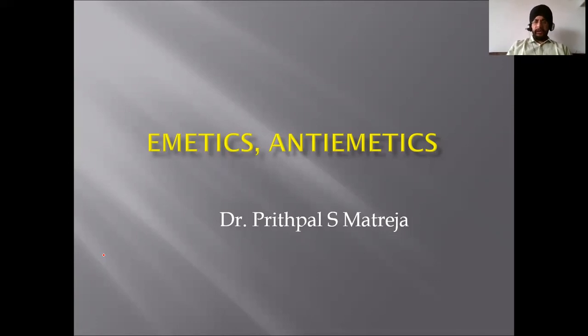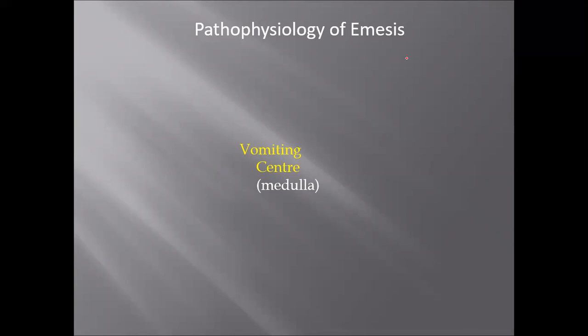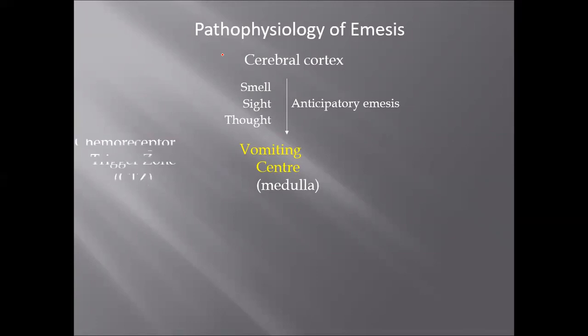So before we start with the emetic and antiemetic drugs, what we need to know is the pathway for emesis. What are the various factors that can trigger emesis? So emesis, all of you know that there's a vomiting center that is located in the medulla, and this vomiting center receives stimuli from many areas. The first of them is the cerebral cortex, where a sense of smell, sight, or thought leads to anticipatory emesis.